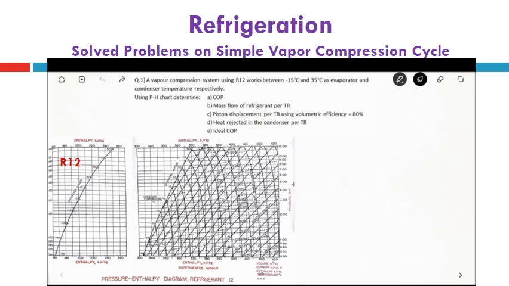Using the pH diagram, you are required to estimate: A, the COP; B, the mass flow rate of refrigerant per ton; C, the piston displacement per ton using volumetric efficiency 80% for the compressor; D, the heat rejected in the condenser per ton; E, the ideal COP based on the Carnot cycle.